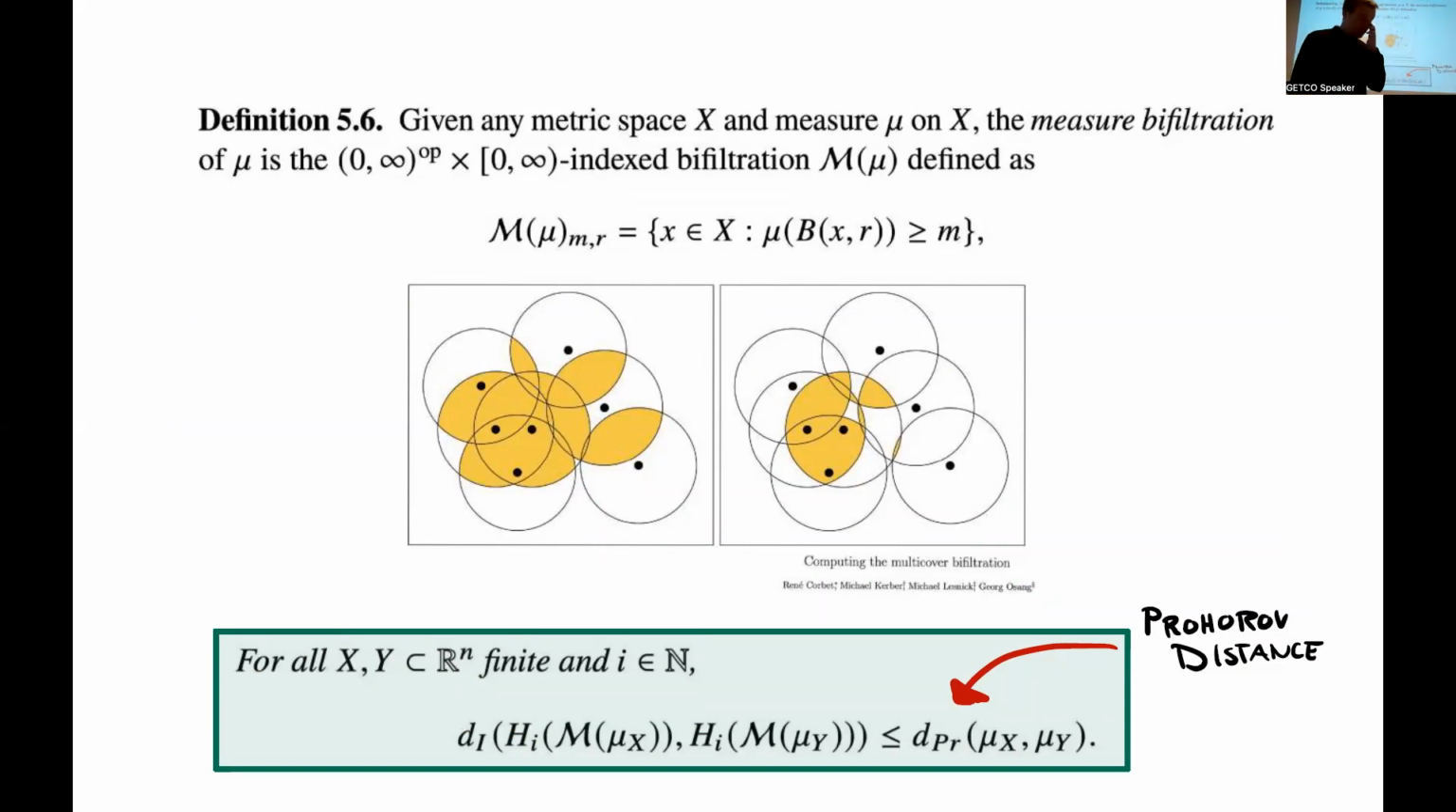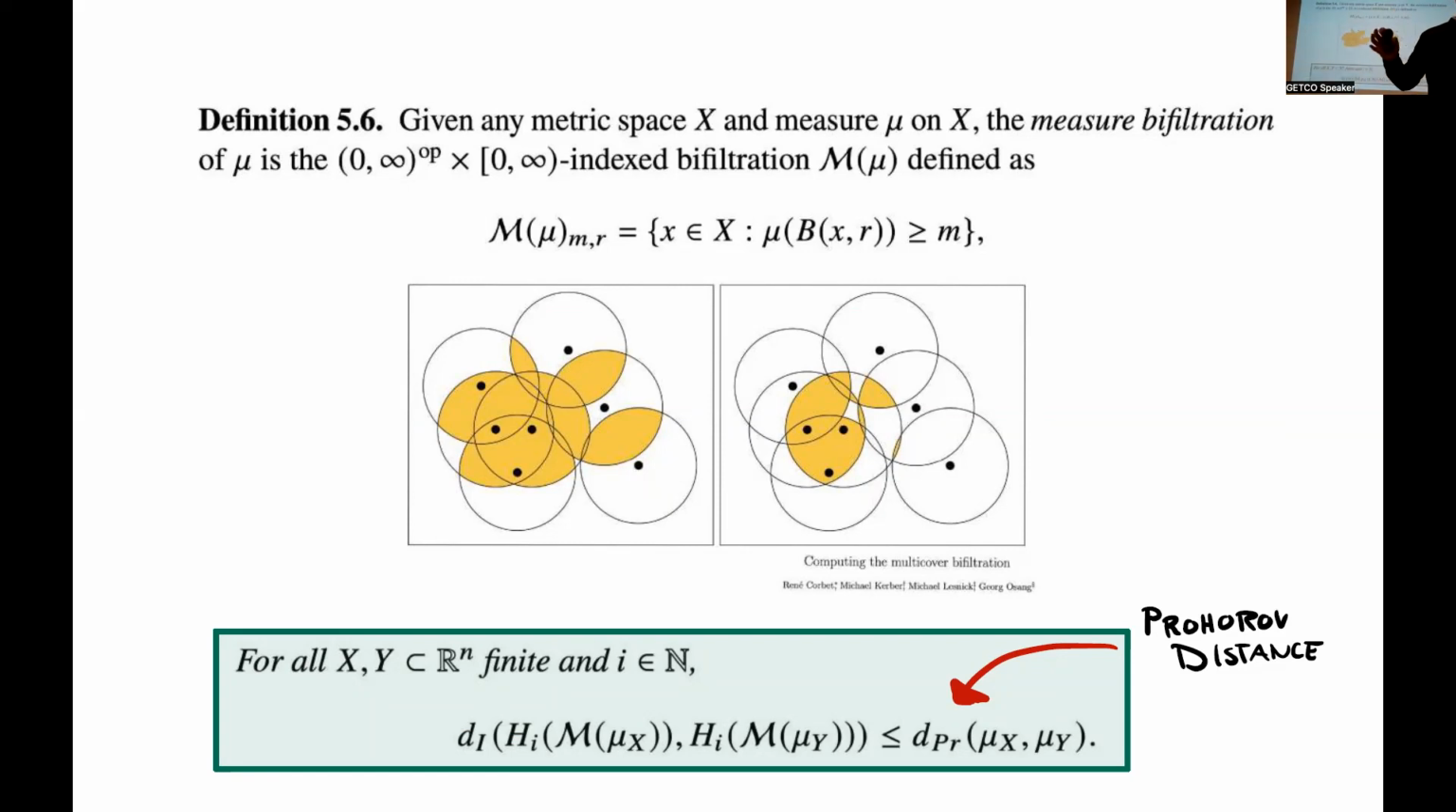So I mentioned the Hausdorff stability for the bottleneck distance in persistent homology. So here they have a measure-theoretic analog of that statement. I don't want to define the Prokhorov distance. You can look in the survey. I just want to draw a picture here.